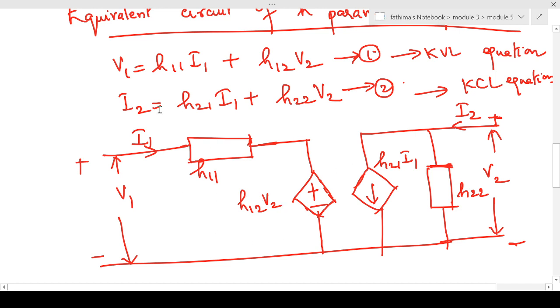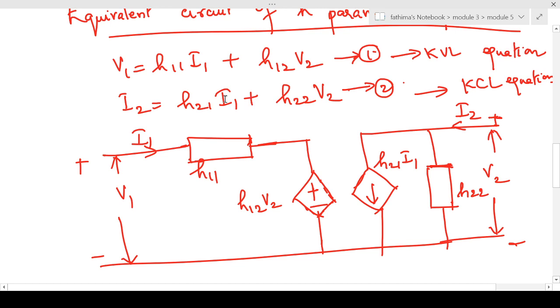Now second equation is I2 is equal to H21 I1 plus H22 V2. So V2 is the voltage of the output port. I2 is the current entering the output port. So we can represent I2 is equal to H22 over here. So this becomes H22 V2. And now we have to represent the current H21 I1 also.